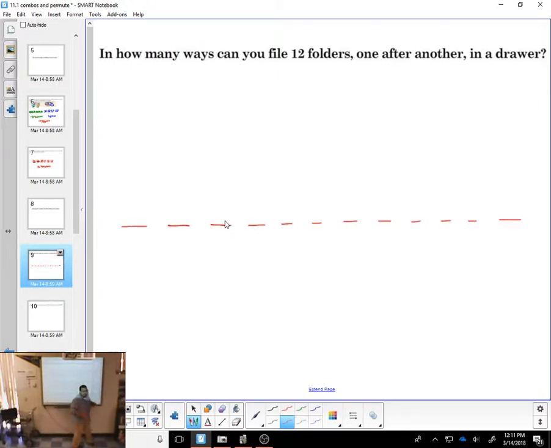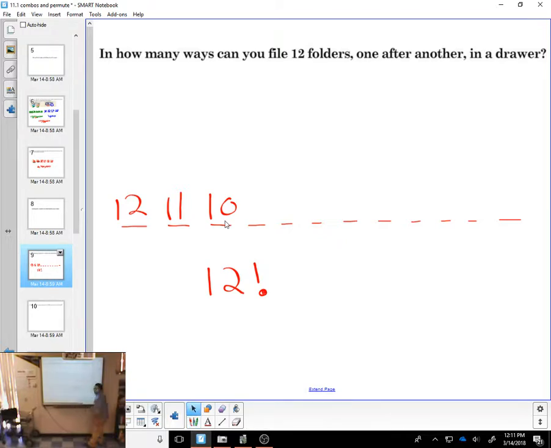Yeah, if you have 12 folders and you're going to hang them, how many different folders can I hang in the first slot? 12. Then the next slot would be 11. Why 11? Because I already hung one up, so I have only 11 to choose from. Then I would only have 10, and so on. So this is simply going to be 12 factorial. Now, we know you don't want to sit there and do it, so where is that factorial?